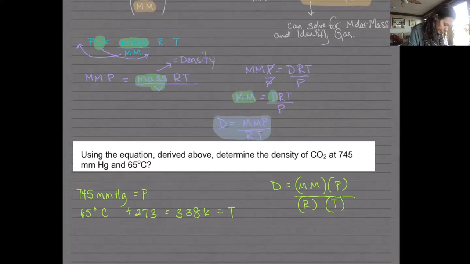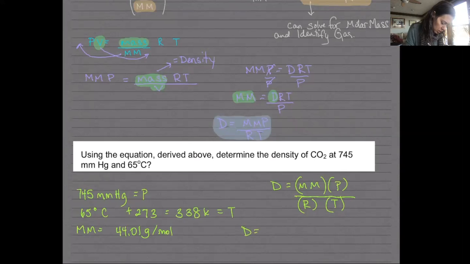So our molar mass will be equal to 44.01 because we are dealing with carbon dioxide. So we go to the periodic table and we add up the 1 carbon and the 2 oxygens. Now you see we can plug everything in.